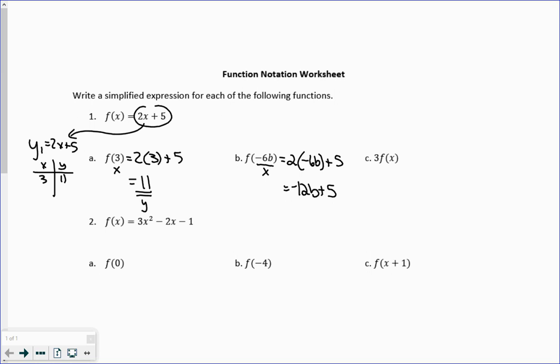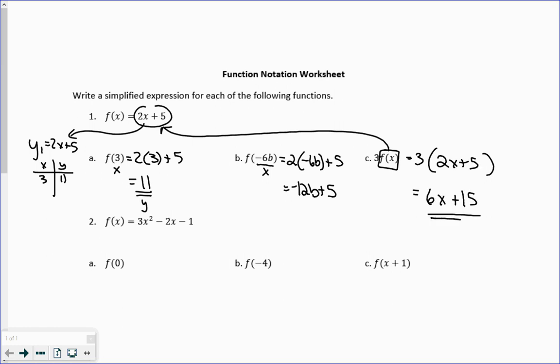And then the last one here, so we talked about this one in transformations. So this means 3 times f of x. And our f of x is 2x plus 5. So it's 3 times the entire function. So the answer is 6x plus 15.